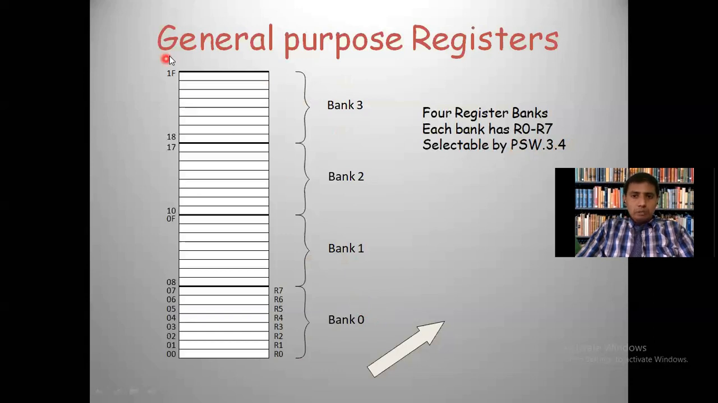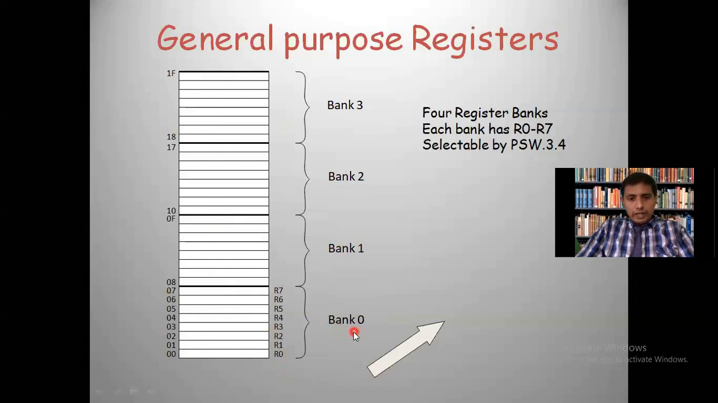And remember, general purpose registers have a total of 32 bytes. The 32 bytes are divided in the form of 4 banks: bank 0, bank 1, bank 2 and bank 3. Each bank has 8 registers, 8-bit registers, R0 to R7. The address of the R0 register is 00 and the address of the R7 register is 07. Like that, 8 registers are present in each bank. Bank 1 also has R0 to R7, similarly bank 2 and bank 3.